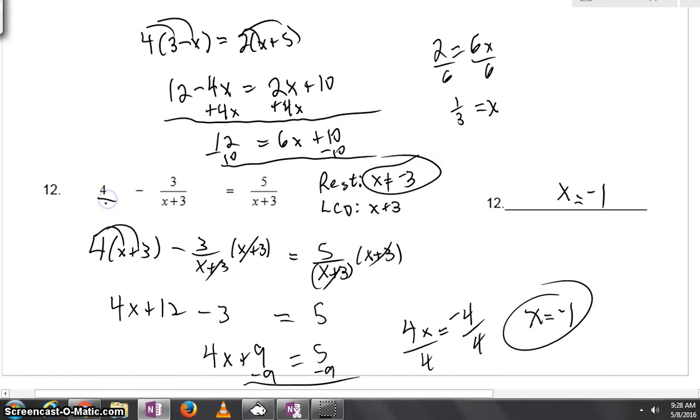Sometimes kids wonder, though. A couple of kids were talking and they said, well, wait a minute, this is 4 over 1. Isn't there a restriction that x cannot equal negative 1? Actually, no. Remember, that denominator, no matter what you let x equal, that's not going to change. So the final answer really is x equals negative 1.